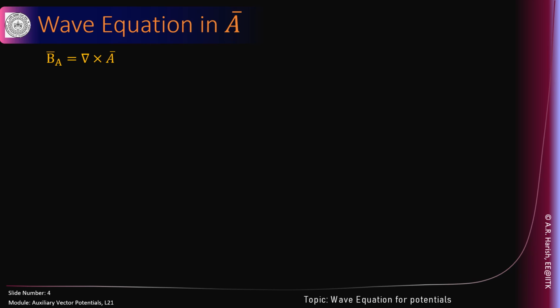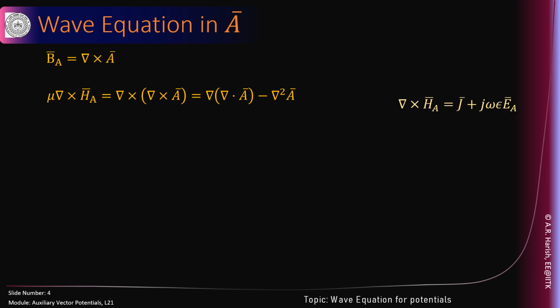We have defined the vector potential A as B_A equal to del cross A. Take the curl on both sides and expand del cross A as del dot A minus del square A. Now take one of Maxwell's curl equations, Ampere's law, and substitute for del cross H in this equation here.